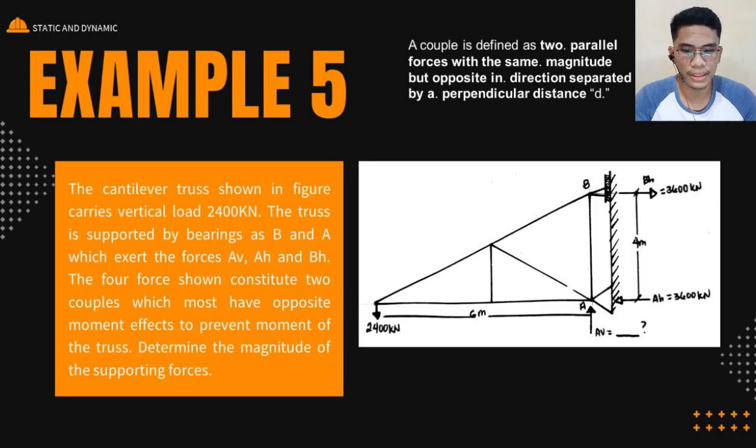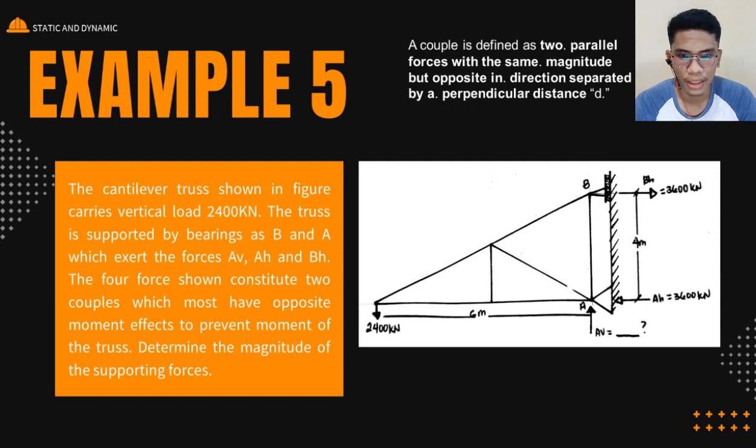So to continue our discussion, we have another example number 5, which is all about couples. So let's learn more about couples. A couple is defined as two parallel forces with the same magnitude but opposite in direction, separated by a perpendicular distance. So sinasabi lang po dito na we have two parallel forces na parehas po ng magnitude but that are acting in opposite directions. Pwede pong isang pataas, pwede pong isang pababa.